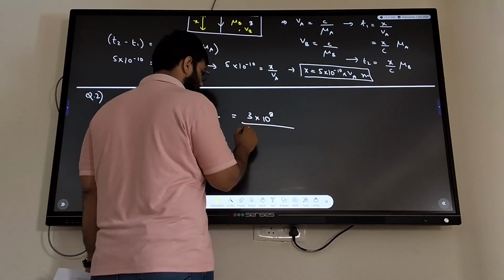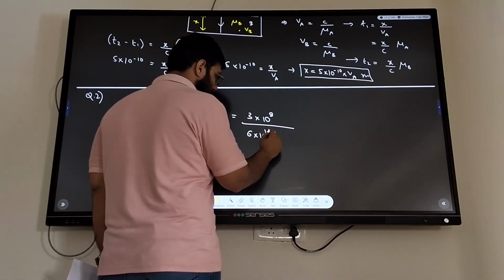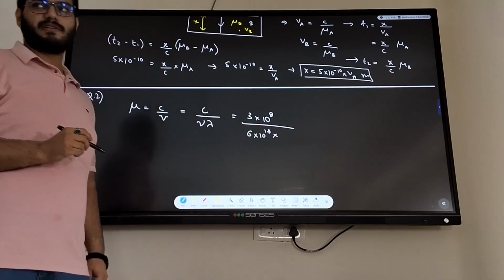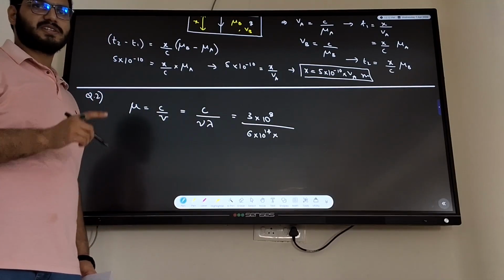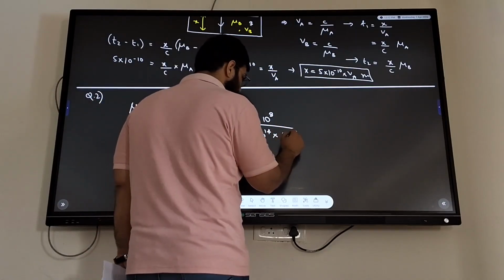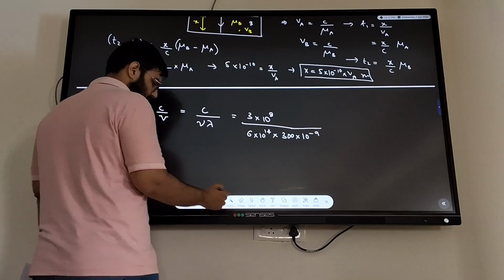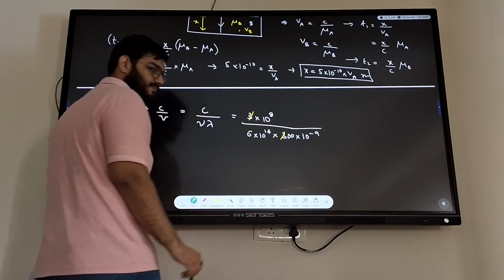It was that simple. So how much is ν given? 6 into 10 to the power 14. Wavelength is given to be 300 nanometer. Do you know the conversion factor? Meter, 10 power minus 9. Yes? Okay, the 3 goes.